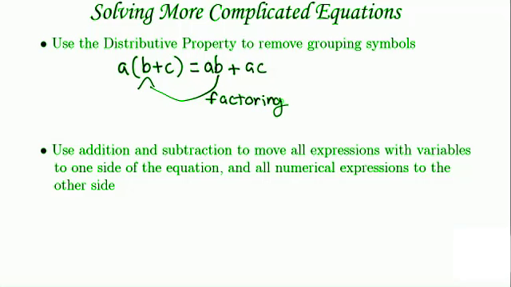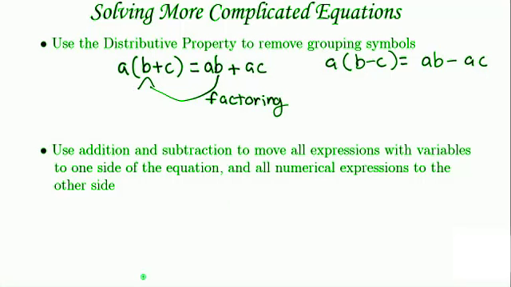And this also holds true for subtraction. So if we have A times B minus C, we can use the distributive property to turn that into AB minus AC. Again, multiplying the A times the first term, keep your subtraction symbol, A times the second term.